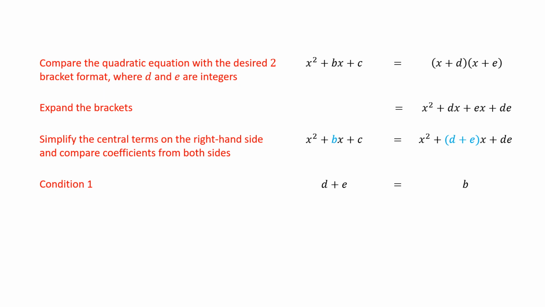And then if we again compare, this time we're going to compare the c term. So the c term is equal to this d times e. So we need to find 2 numbers, represented by d and e, which added together are going to give this b term, and which multiplied together are going to give this c term. And remember, you're going to know what b and c are based on the equation. So as an example, if we had x squared plus 2x plus 1, the b term would be 2 and the c term would be 1. And we'd need to find a pair of numbers that satisfy both these conditions.